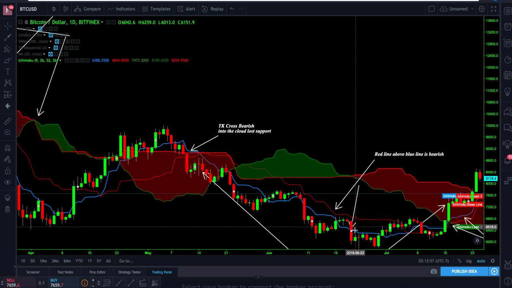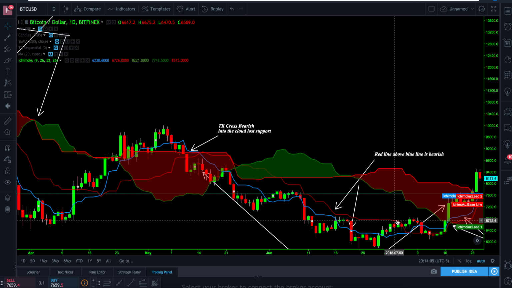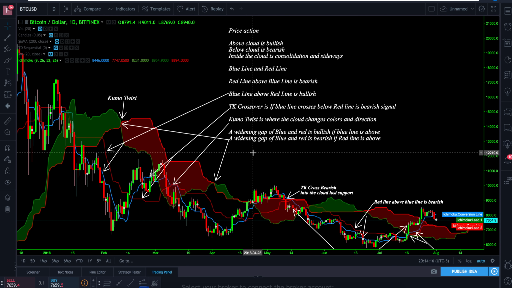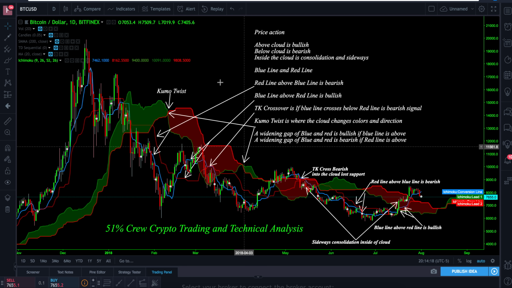Couldn't quite keep it up, failed, and it kept hitting it. Resistance, resistance, resistance. Finally, it broke through. Hit the next line. Resistance. Broke through. Broke it. Found support here. And you can go through here, and each individual market is going to be different, but that's basically how you want to treat all the different lines now that you know what they are, and a brief overview of it.